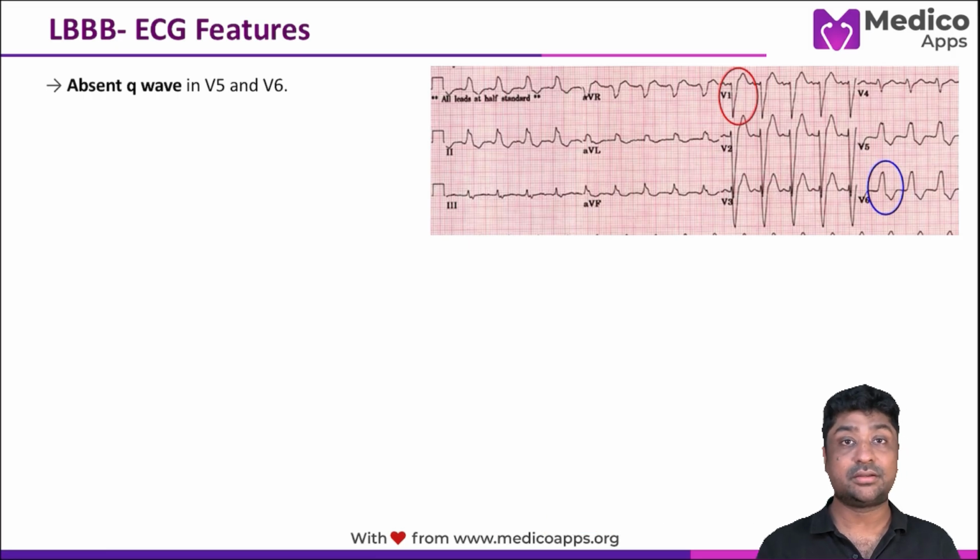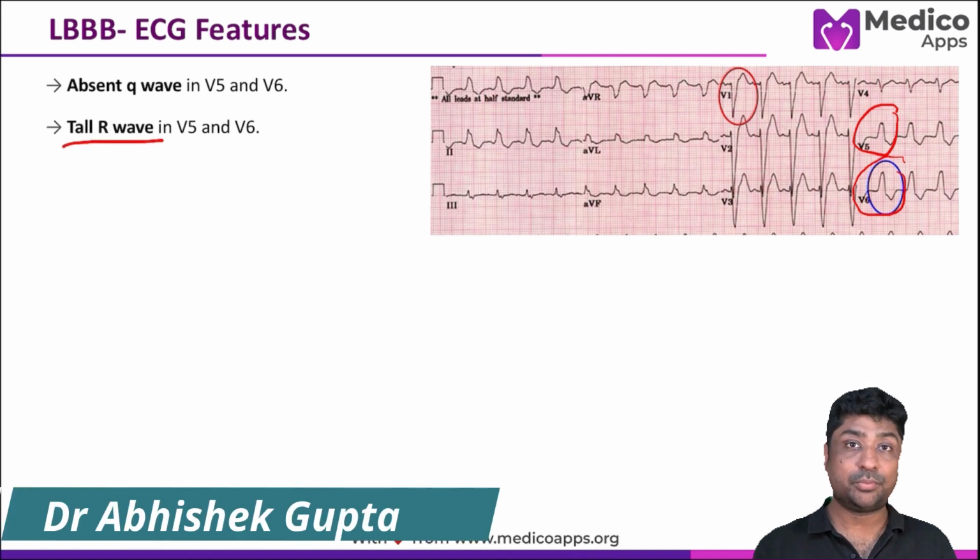The next feature, tall R wave in V5 and V6. Because the left ventricle is activated late and by slow muscle-to-muscle conduction, the lateral leads show a broad, tall R wave instead of the usual, narrower complex. This is a very important exam point.